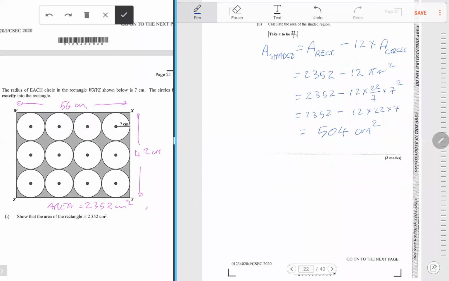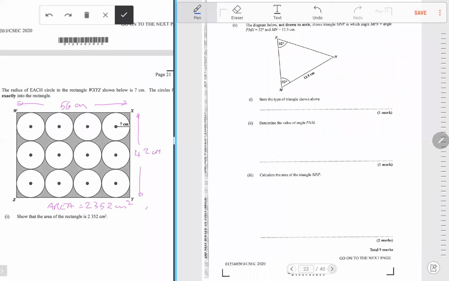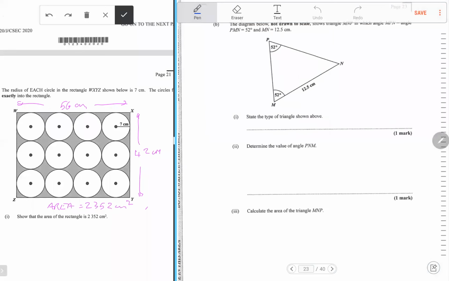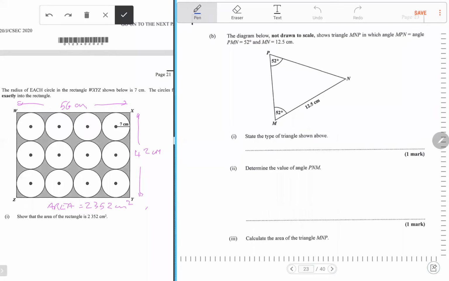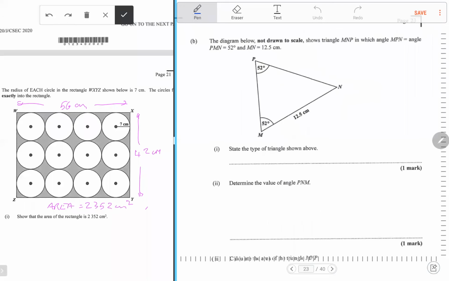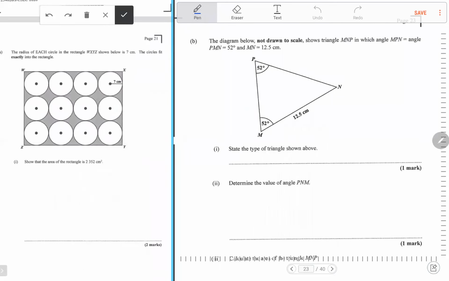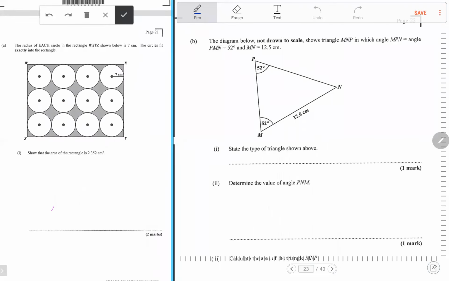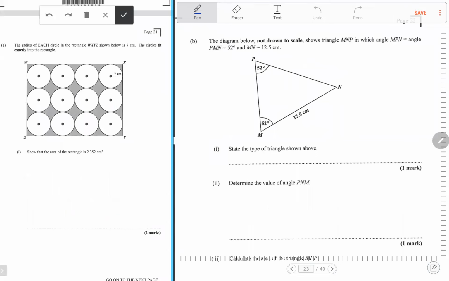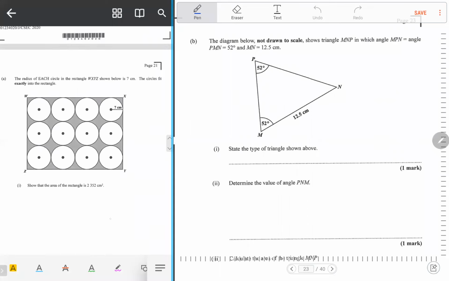Let's move on. The next part now says, oh, okay, so we have this thing now. So this is another trigonometry. Once I say that, I know the sine rule and cosine rule are coming into play. Remember, it is a triangle that is not a right angle triangle. So you know that is sine rule and cosine rule right off the bat. So you have to be mindful of that.